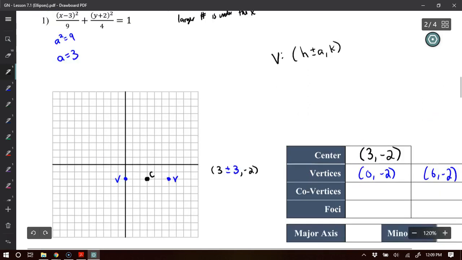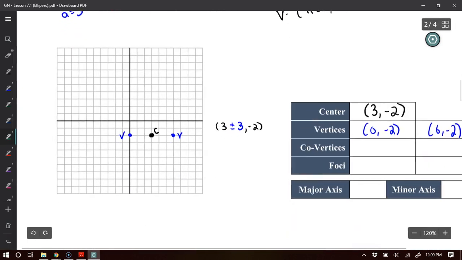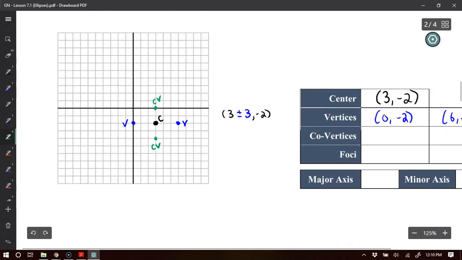I prefer to count. And so when I have the next one, in this case, b squared is 4, so b is 2. And I understand that my y-axis, my vertical, is going to be my co-vertices on these. So I go to my center. My b value is 2. B is the distance from a center to a co-vertex. So I go up 1, 2, and I plot a point. I say CV. From the center, I go down 1, 2. I plot a point, and I say CV. There's your co-vertex. Or I can use my formula.